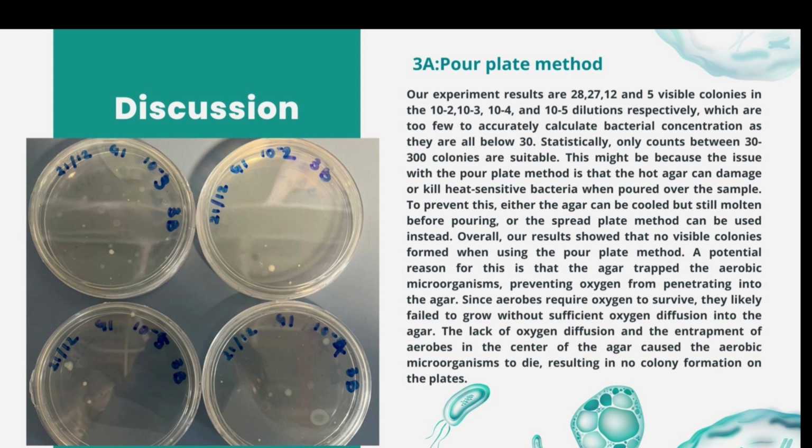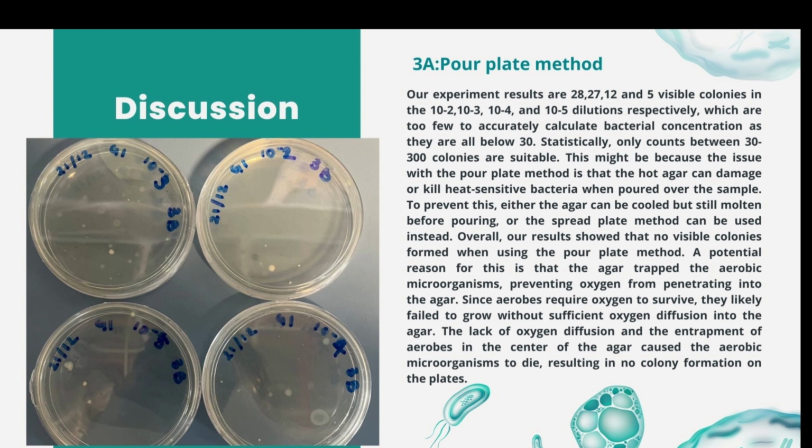This might be because the issue with the pour plate method is that the hot agar can damage or kill heat-sensitive bacteria when poured over the sample. To prevent this, either the agar can be cooled but still molten before pouring, or the spread plate method can be used instead. Overall, our results show that no visible colonies form when using the pour plate method.